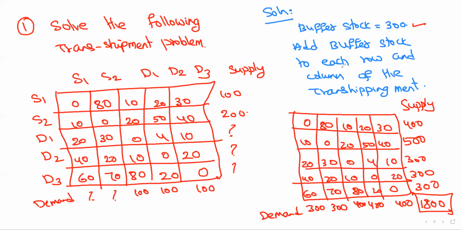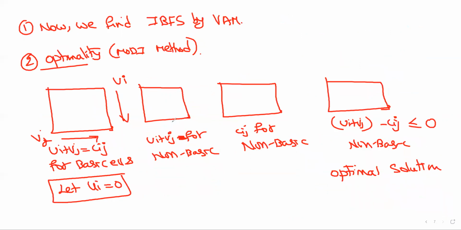We have to add this buffer stock for each supply and for each demand. Wherever the data is not available, we have to assume it is 0. Here 0 plus 300, 300 I wrote. Add it, and we get a balanced transportation problem. Once you have a balanced transportation problem, we know the process.